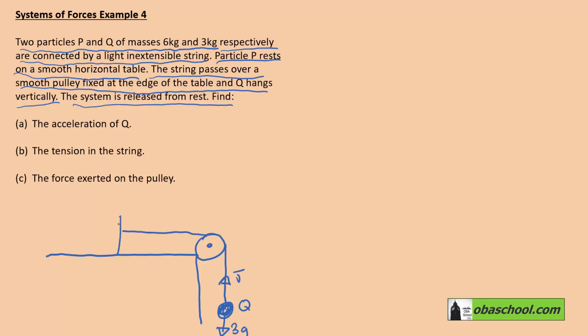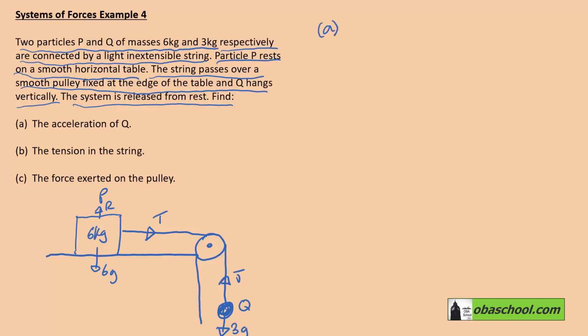And then over here, we'll have P, which is of mass 6 kilograms. And it will have a weight here and a reaction force here. And there's no friction because the table is smooth. There will be a tension force acting this way.